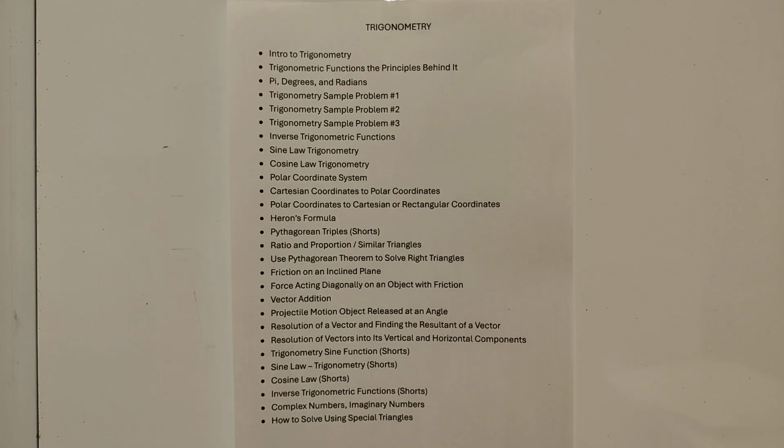Next is ratio and proportion or similar triangles. And next is Pythagorean theorem to solve right triangles. And now the next four, how many is this? 1, 2, 3, 4, 5, 6. So the next 6 topics are physics topics under the subject of physics, but they were using trigonometry to solve the problem. So I've included these 6 topics under trigonometry.